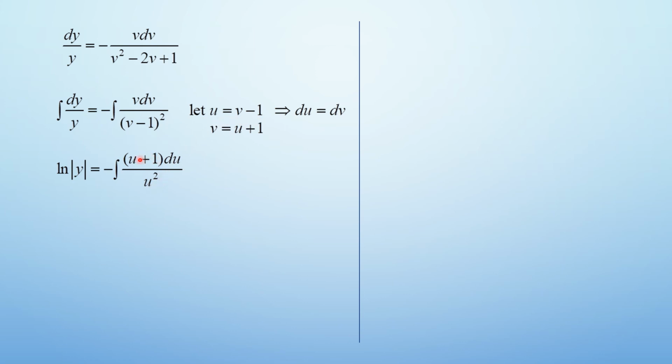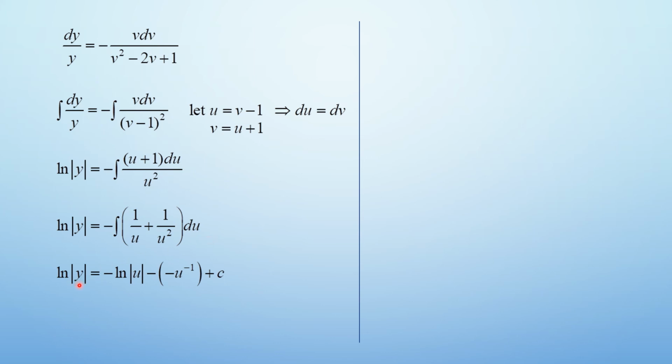For this part of the integral, notice that we can apply term-wise division in order to simplify this expression. Term-wise division means we take the first term divided by the denominator plus the second term divided by the same denominator. On the left side we still have ln of absolute y, whereas on the right side is negative integration of u divided by u squared, which is 1 over u, plus 1 over u squared. Evaluate this integral with respect to u.